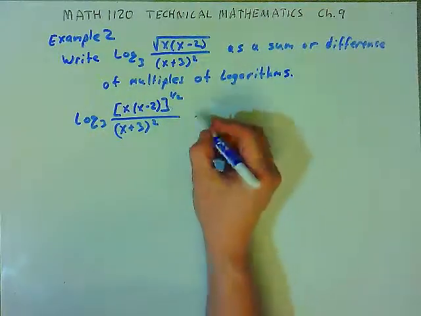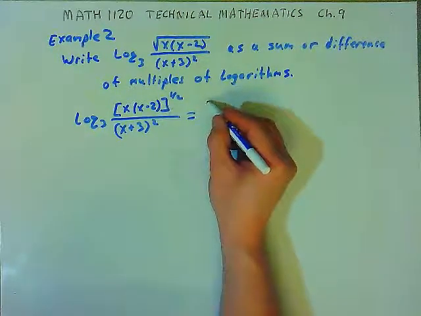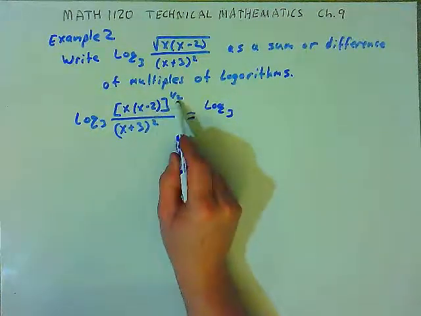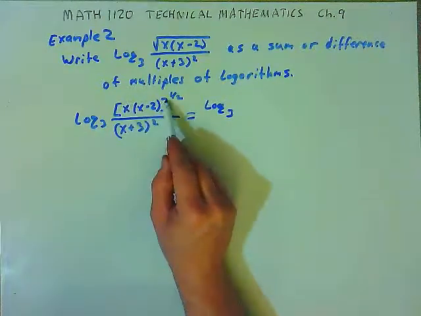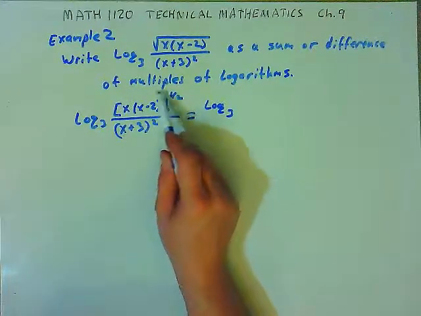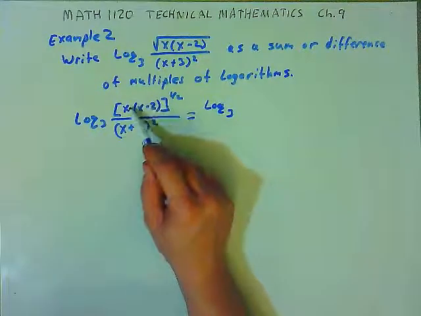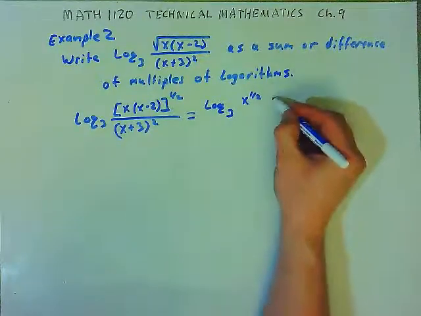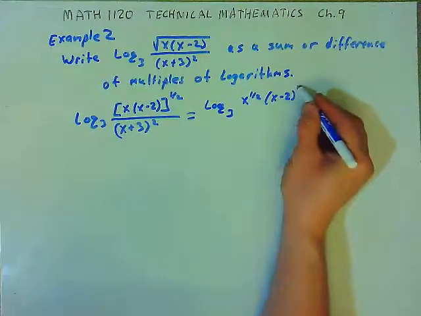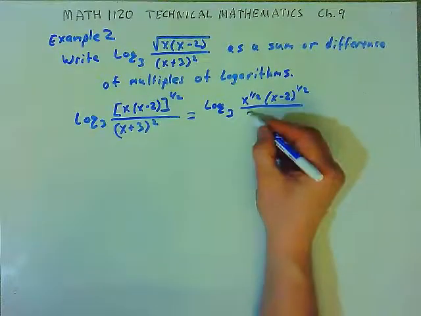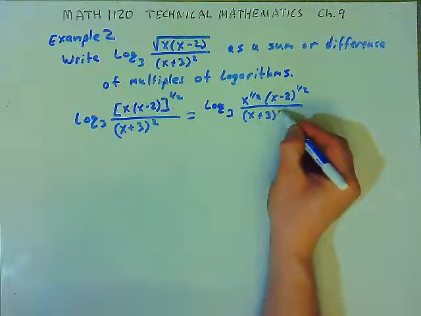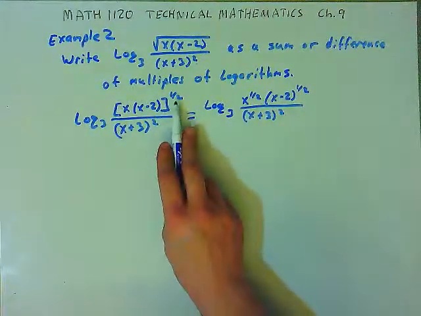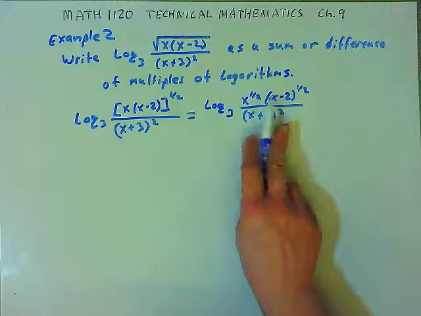And then I need to remember that when I raise a product to a power, I'm going to raise each factor to that power, meaning that the exponent distributes to each factor within the square brackets here. And so this is going to become x to the 1/2 power times x minus 2 to the 1/2 power, all divided by x plus 3 squared. So my first goal was to get rid of the radical and distribute the exponent if necessary, which I've done.